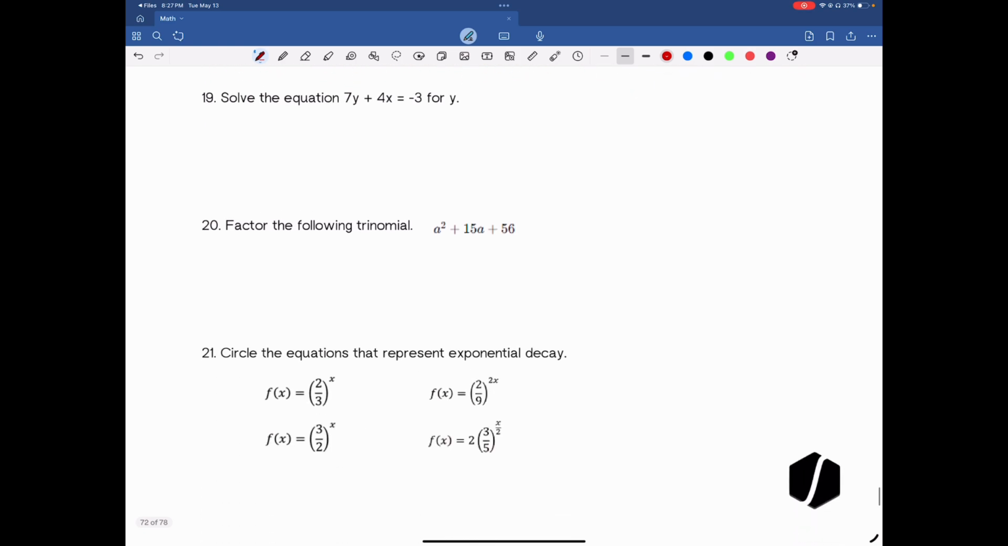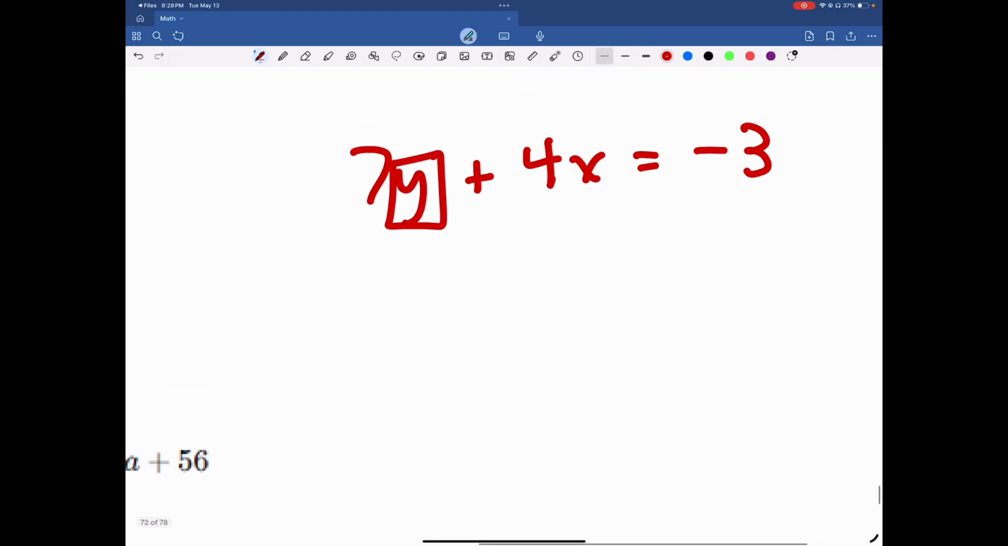All right, solve the equation 7y plus 4x equals negative 3 for y. So we want y by itself, and that means we're going to move everything away from y. So I'm not going to touch y, but I need to move this 4x and this 7 to the other side of the equation. So let's see how we do that here. I'm going to take away 4x from both sides.